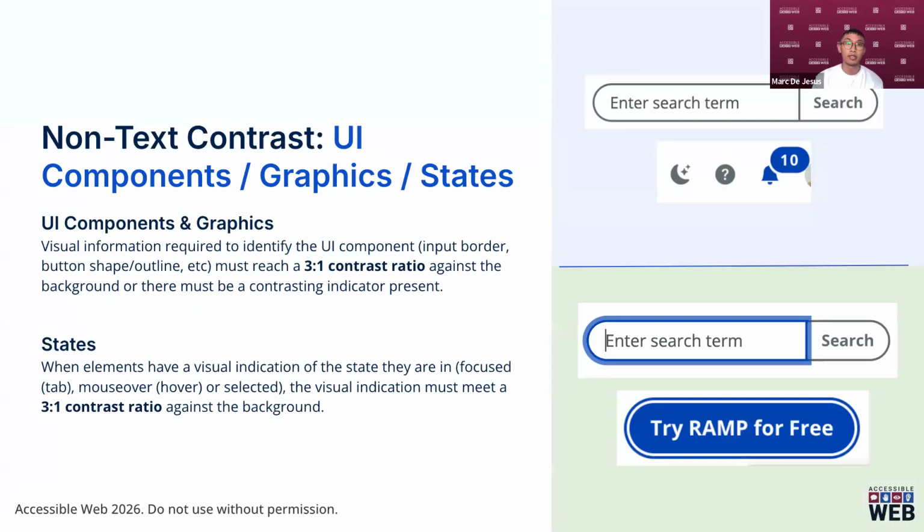For non-text elements, they also have contrast requirements. Any visual cue that helps someone identify a UI component, like input borders, button outlines, or icons, must reach a contrast ratio of at least 3 to 1 against the background. For graphics, anything needed to understand the meaning, like chart lines or infographic elements, also needs a 3 to 1 contrast ratio. And for states like hover, focus, and selected, they must also reach a 3 to 1 contrast ratio so users can clearly see when something is interactive or active.